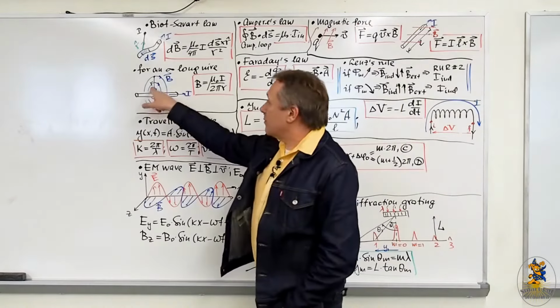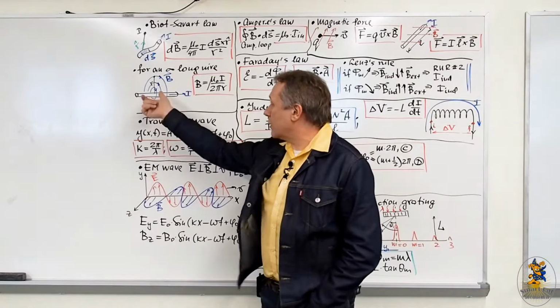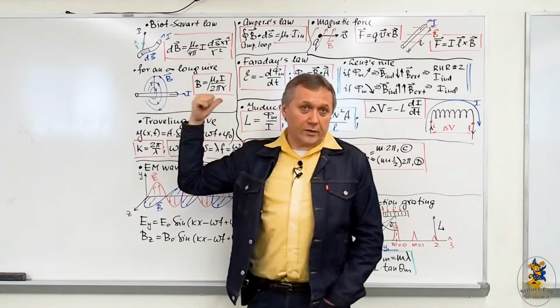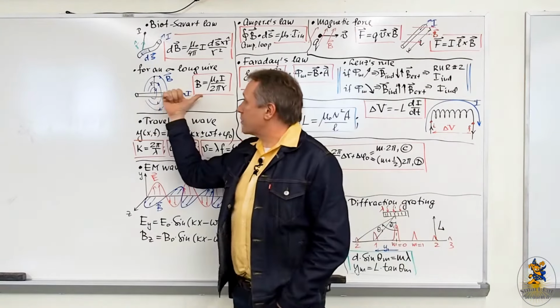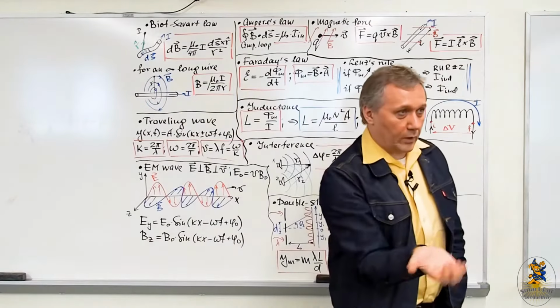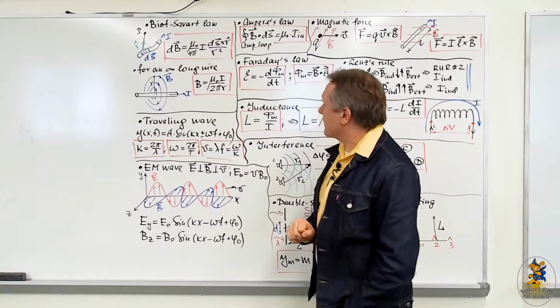Then, magnetic field lines, we remember, they form circles. How can we find the direction of those circles? We need to apply right-hand rule number 2. Outstretch your thumb in the direction of the current and curl your fingers around the wire, so that will be the direction of the magnetic field lines.